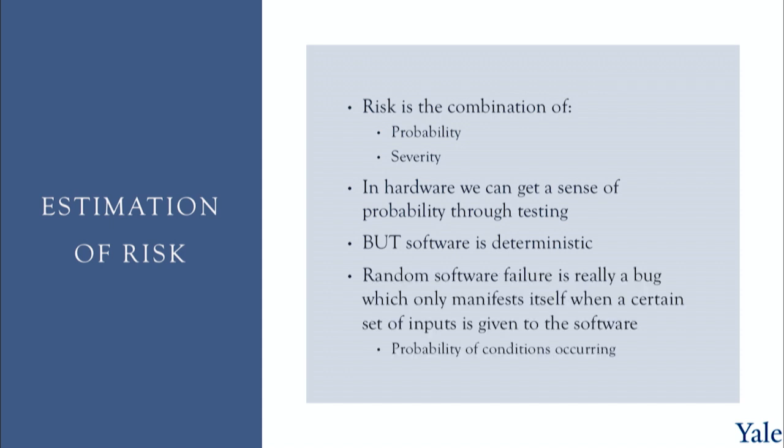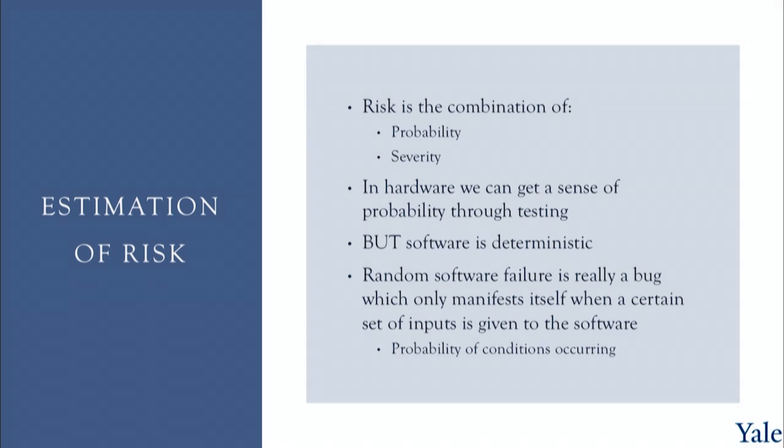So when random software failure is really a bug which only manifests itself when a certain set of inputs is given to the software. So really, it's not the probability of failure, it's the probability of conditions occurring. And this is a very important point. So software will always do the same thing given the same inputs. Most of the time. There are slight situations like random initializations, but for the most part, given a certain set of inputs, we're always going to get a certain set of outputs.